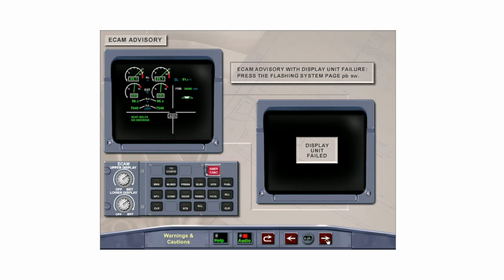If an advisory message is triggered when only one ECAM display unit is operative, an advisory message will appear in the ECAM memo section and the appropriate system page push button will flash on and off. Press the engine push button on the ECAM control panel to see the advisory message, then the right arrow to continue.